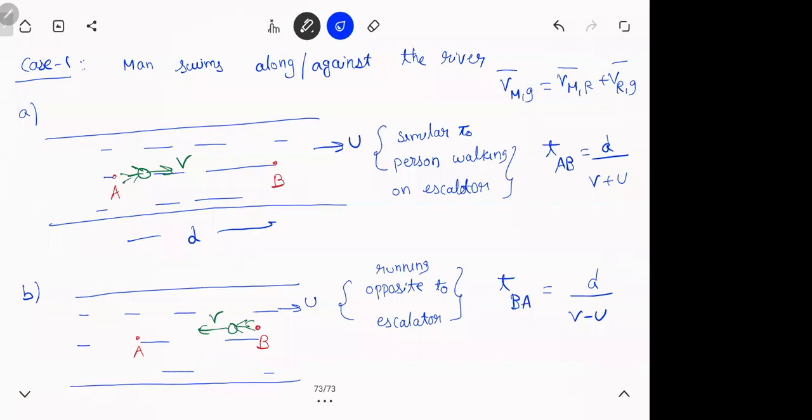So have a look at this. When you're going from A to B, your speed is more, so the time is less. When you're coming from B to A, you're going opposite to the river, so your speed will decrease. Suppose if V is less than U, you'll get time negative, which means you cannot reach A. If your speed is less than the river's speed, you can never reach A.